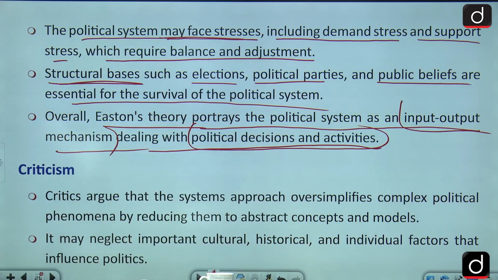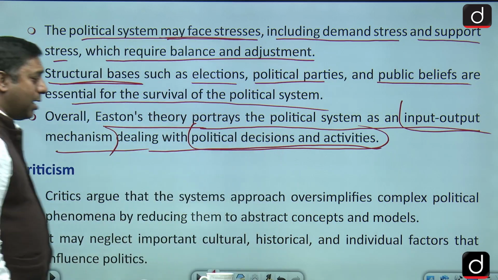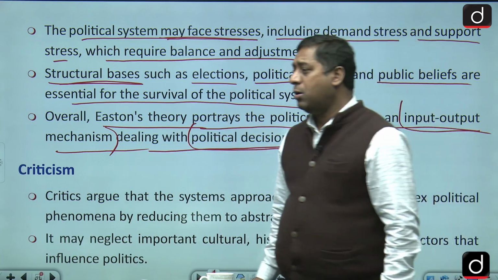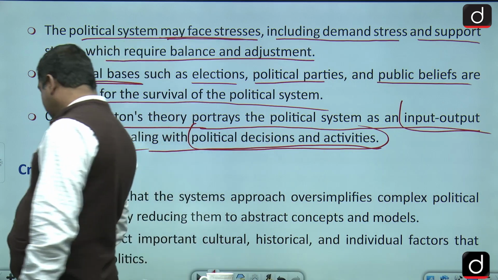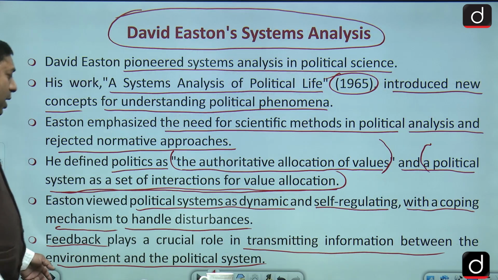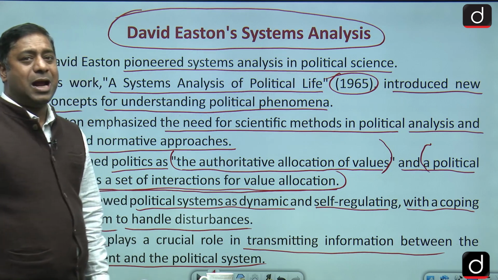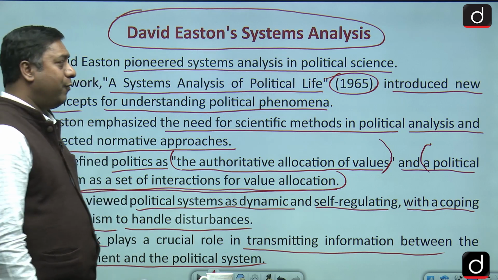Now we have only gone with the characteristics of his system analysis. क्या नाम था इस बुक का? What was the name of his book? 1965 में लिखा था. The name of the book was A System Analysis of Political Life. A System Analysis of Political Life. ठीक है?